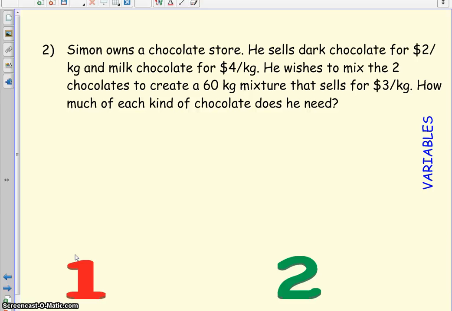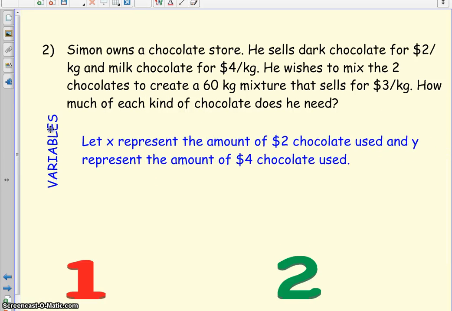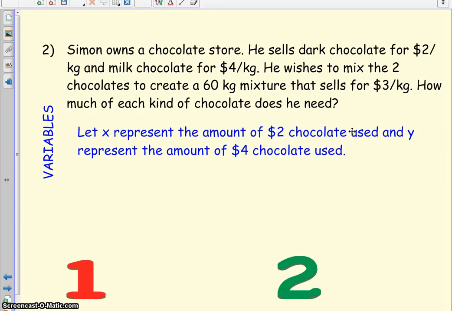Okay, so I'll start by defining the variables with you guys. There's a lot going on here, and it can be a little bit weird to work with. So we have two different types of chocolate. So $2 chocolate, which is the dark chocolate, and $4 chocolate, which is the milk chocolate. So we're going to let X and Y represent the amounts of $2 chocolate and $4 chocolate, respectively. What I'd like you to do is try to create the equations on your own first. Take a minute and try. And when you're ready to go through them together, push play.